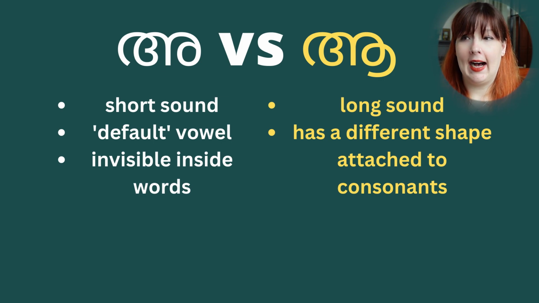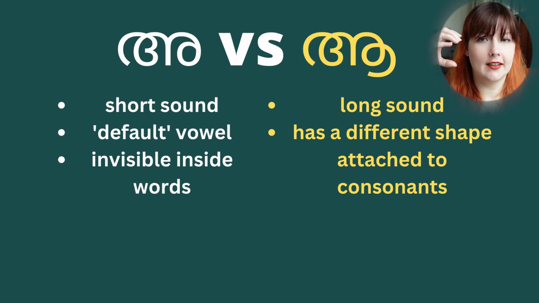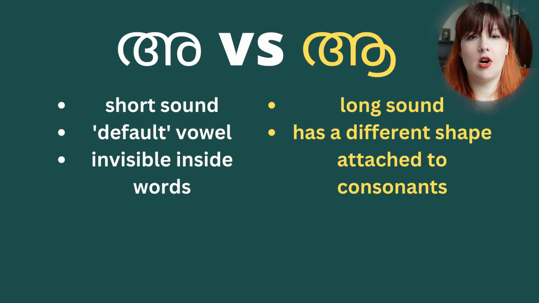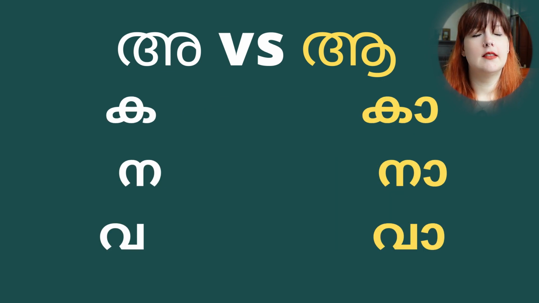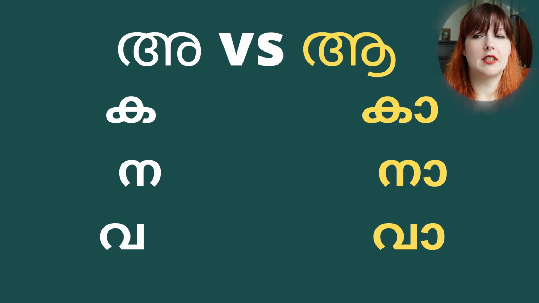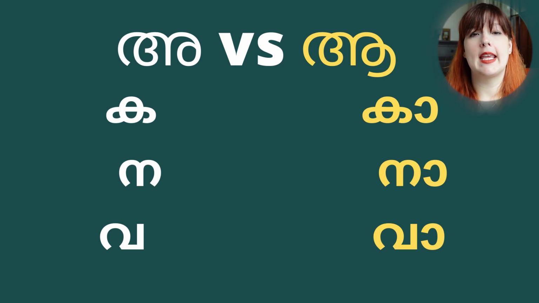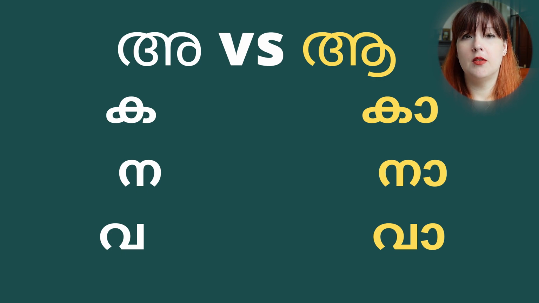Next, we have ah. It's the long sound. And it has a different shape, kind of like an ear next to the letter. And it does show up when it's attached to consonants. Let me show you some examples. So here, when you see these letters on the left in white, you'll see that there's nothing else attached to them. But it's understood that there is a short a next to them. And then in yellow, you'll see where the a is attached. Notice the difference in pronunciation. Ka, ka, na, na, va, va.